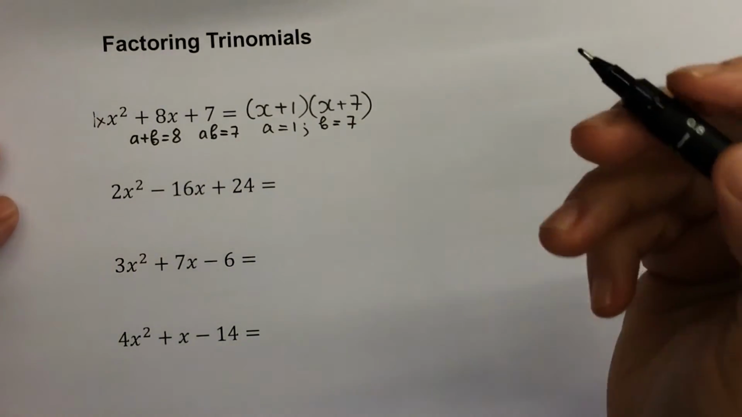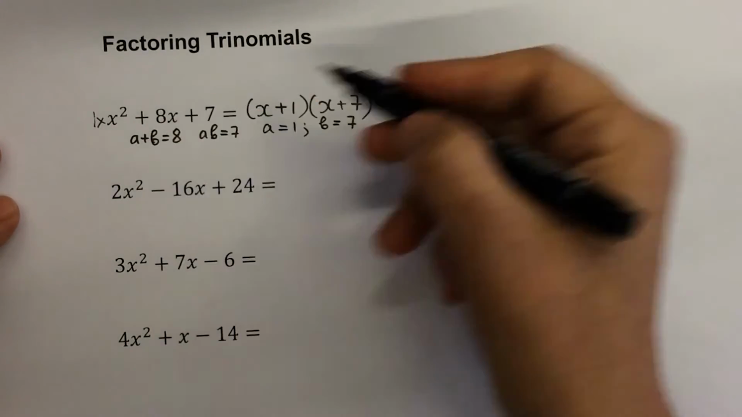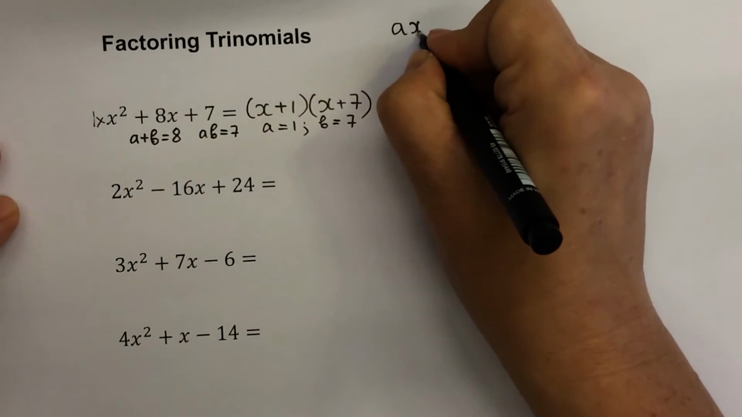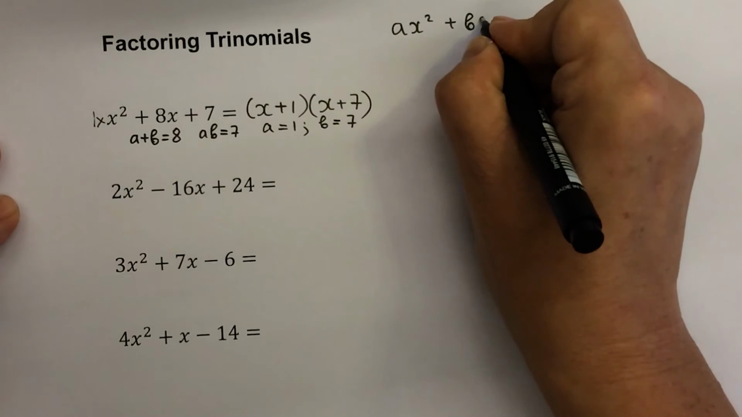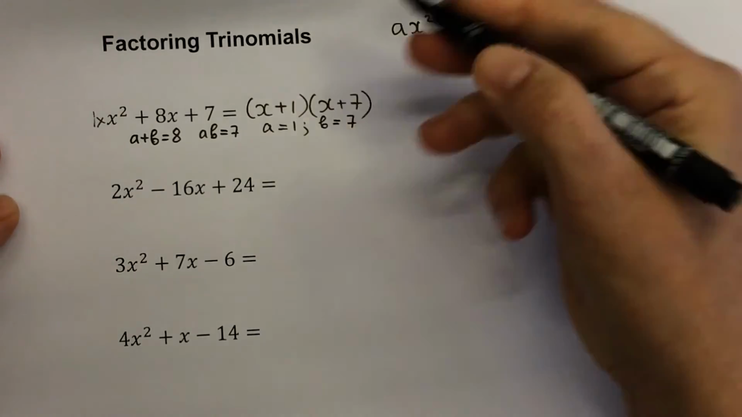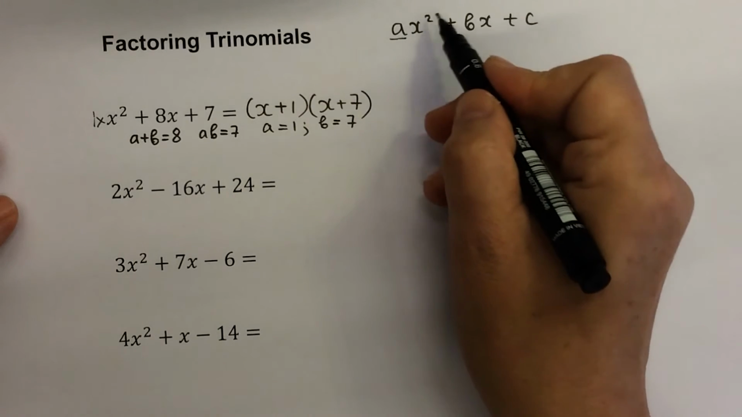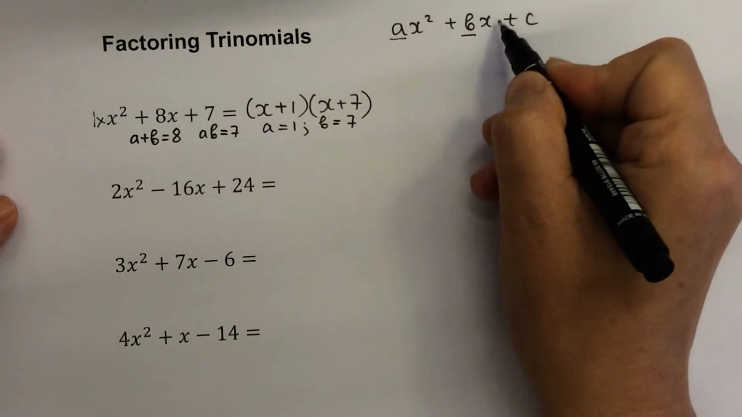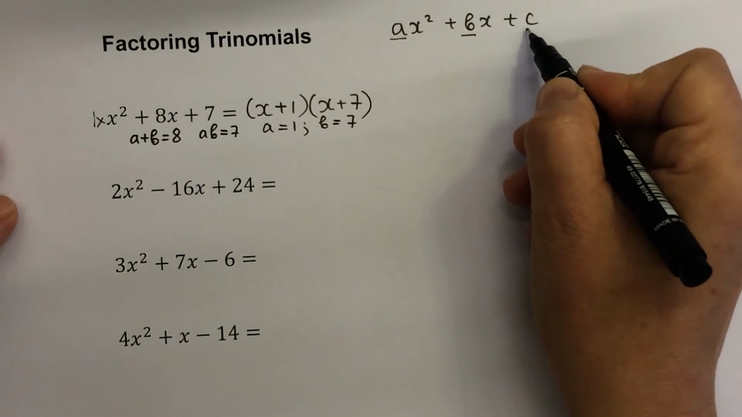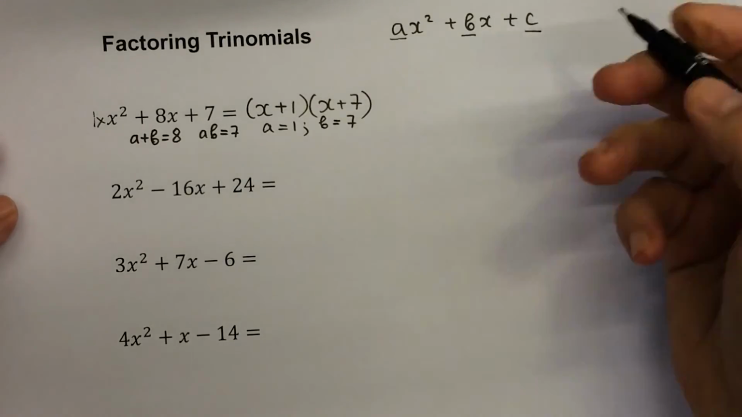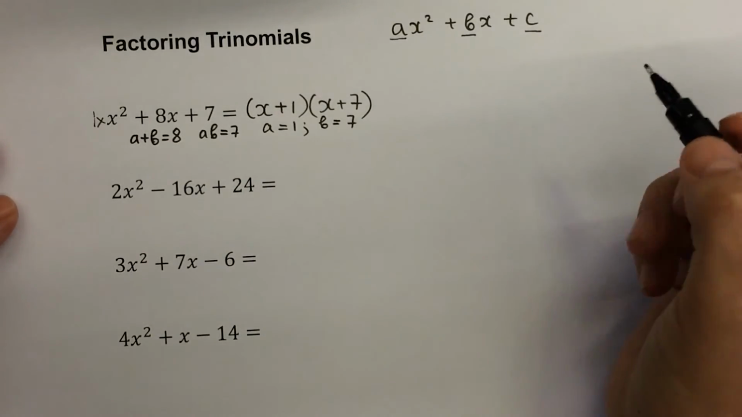So just let me write the general formula for trinomials. We're considering expressions of that type. I'm using general terms, so A is the coefficient for x squared, B the coefficient for x, and C is a free number. Let's put it this way.